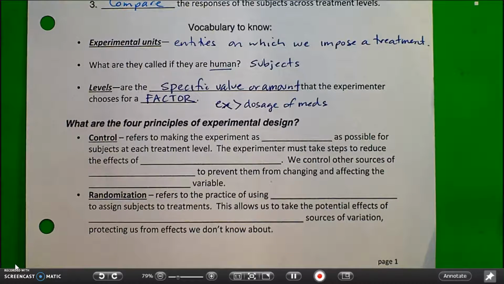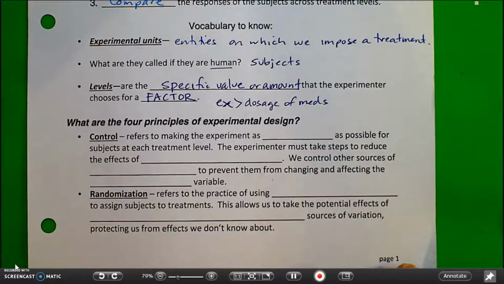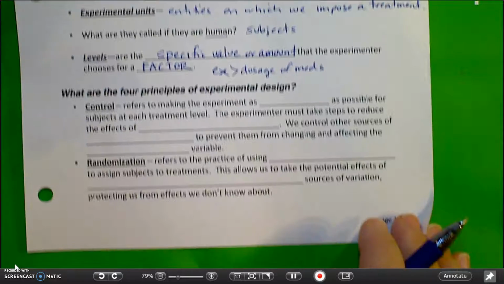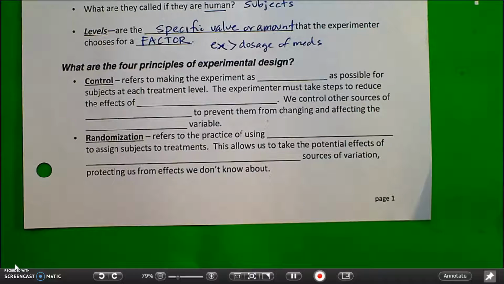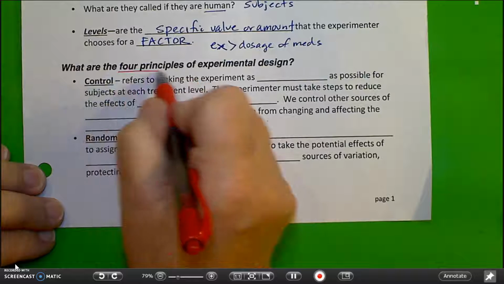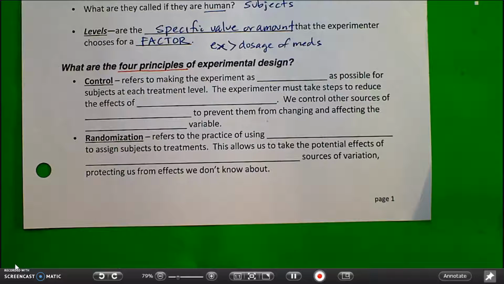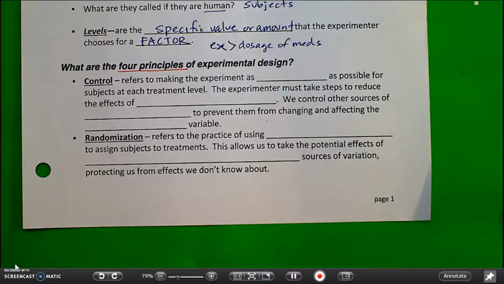The next thing about experiments is design of experiments. There are 4 principles of experimental design that are important. 4 principles that we use to make sure that we're designing an experiment properly. Just like with a survey design, where we had to be careful about bias in surveys, you have to be careful about bias in your experiments as well.